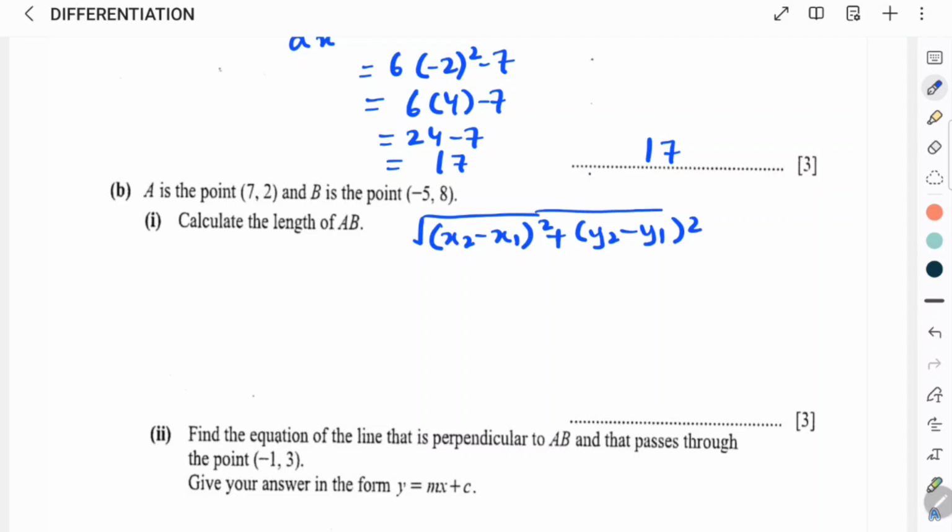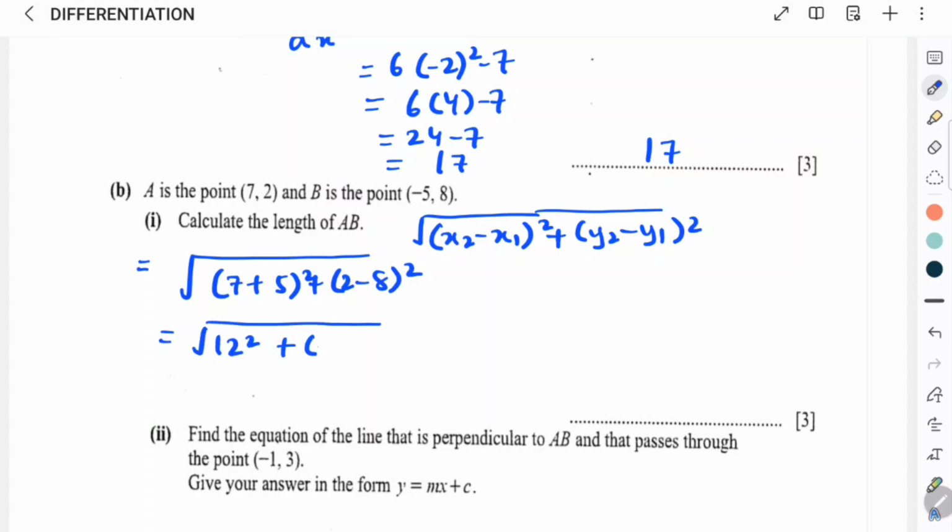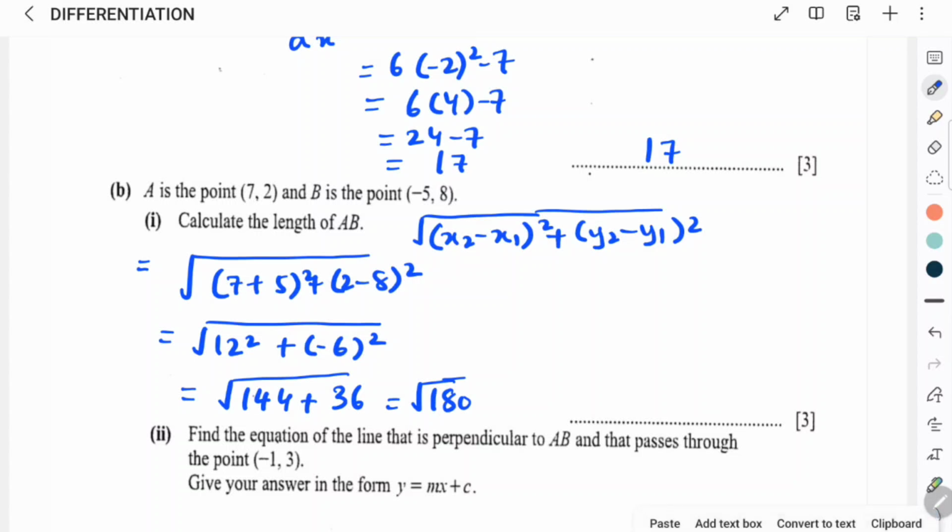So that I'm using here. Length is equal to the square root of (7 plus 5) whole squared plus (2 minus 8) whole squared. That is equal to 12 squared and minus 6 squared, which is 144, and minus 6 squared is 36, and that is making 180. You can write it down as it is, or if you want to use the calculator, because it's a paper 4 question, you can.